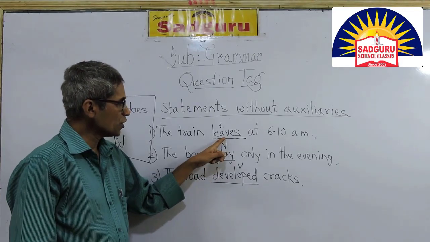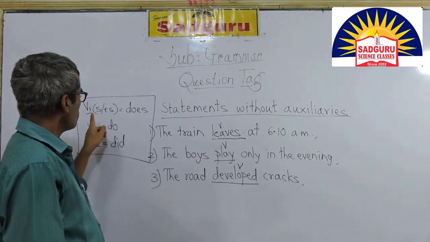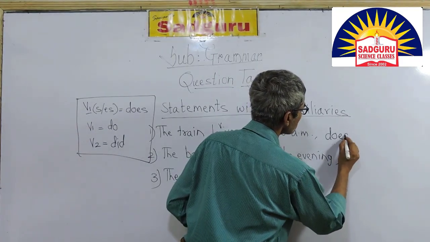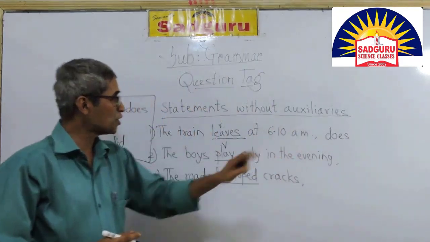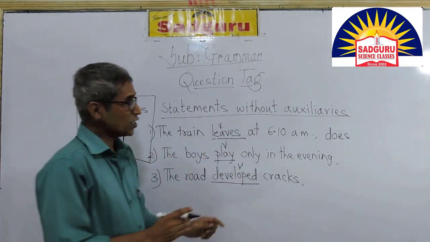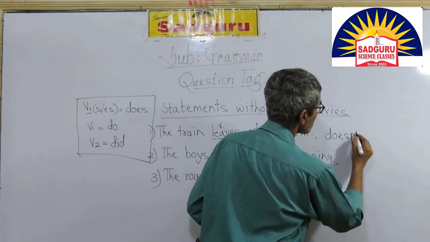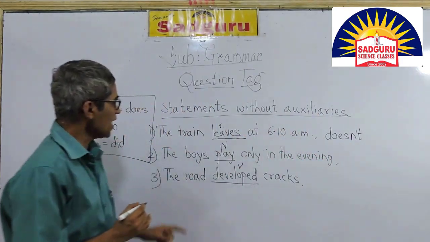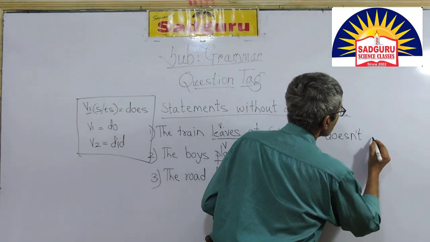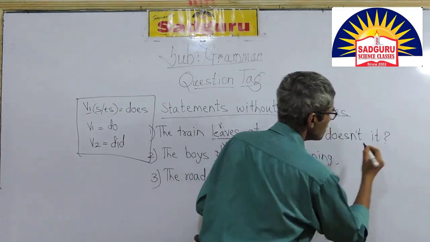Now you know that in the first sentence V1 plus S is there. So it is now very easy for me to take the auxiliary. The auxiliary is does, but the sentence is positive. So the question tag should be negative. Doesn't. And the subject is train, one. So the pronoun is it.